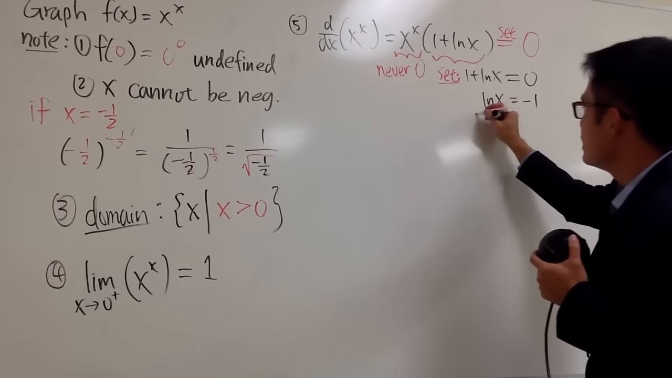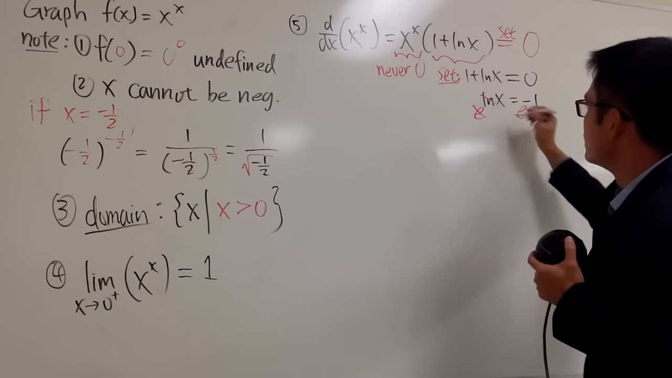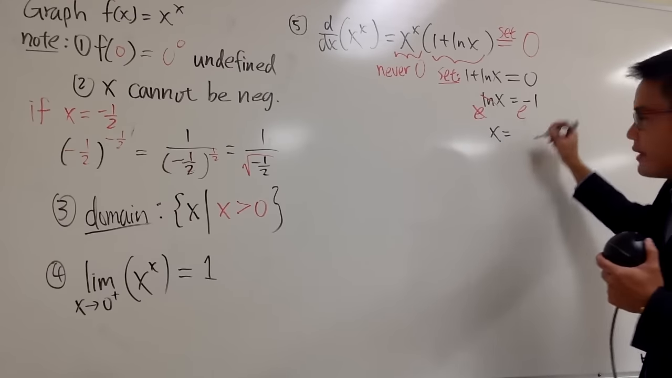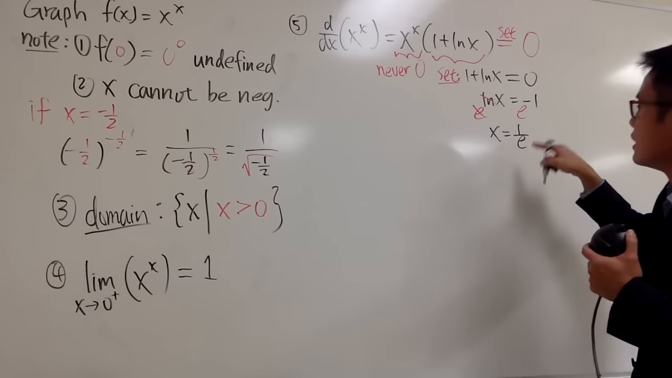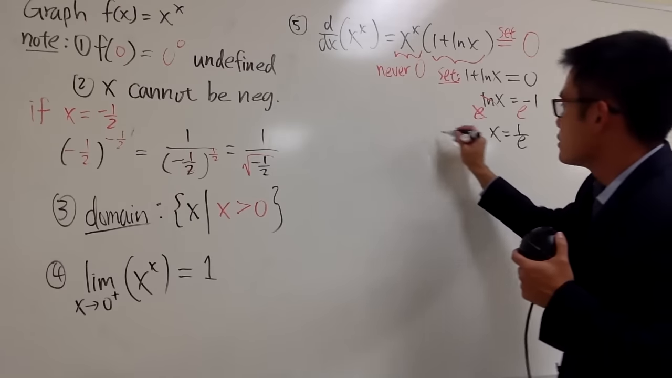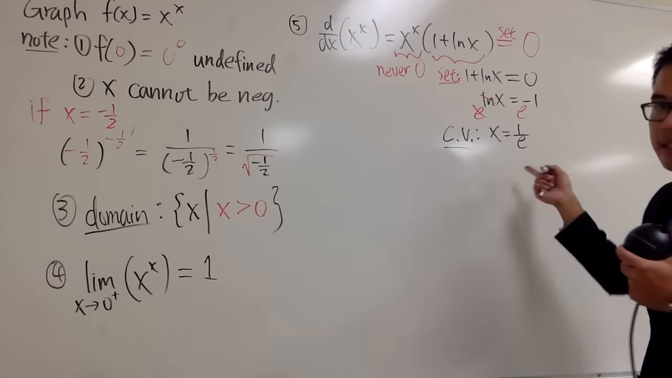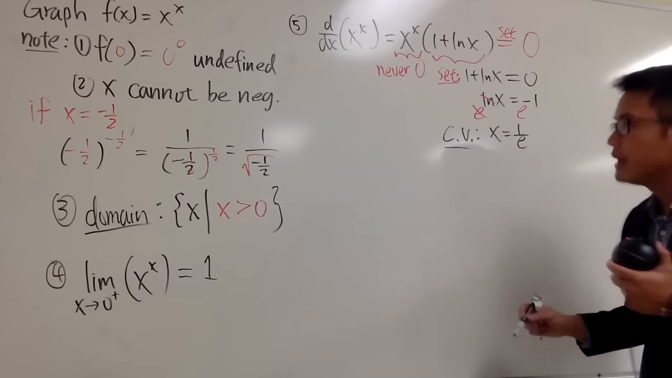And then we can do e to this power, e to that power. So x is equal to e to the negative 1. If you would like, you can write it down as 1 over e. So we know that the critical value or critical point is at x equal to negative 1, right?